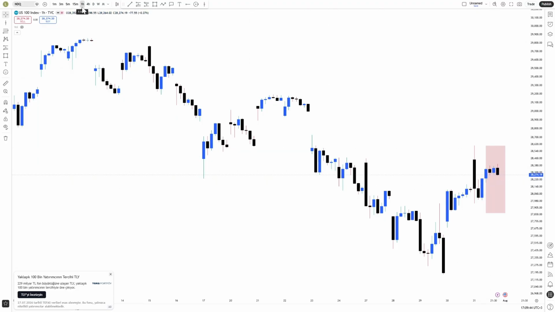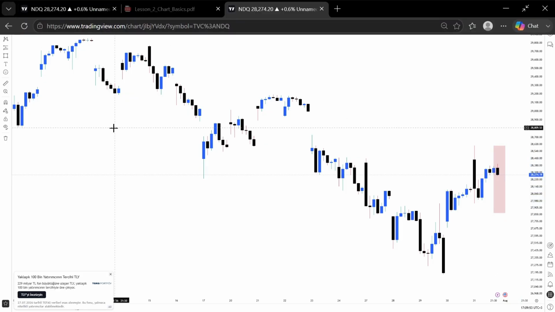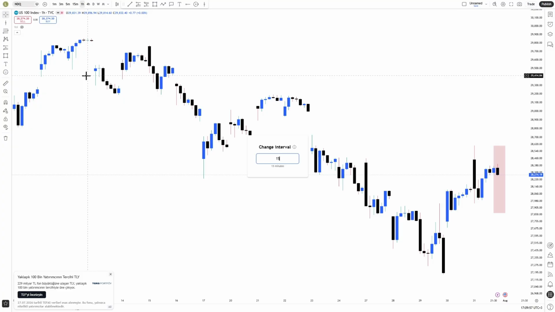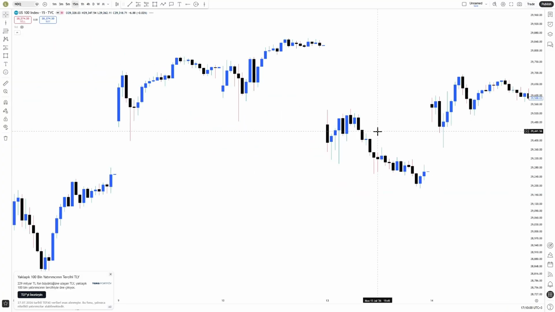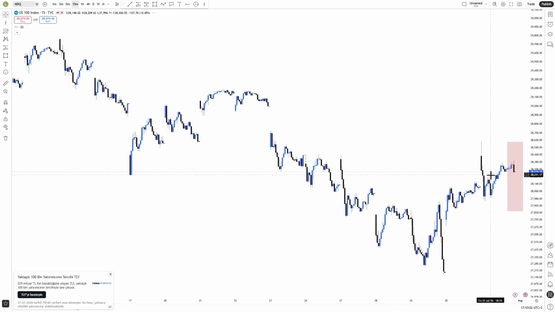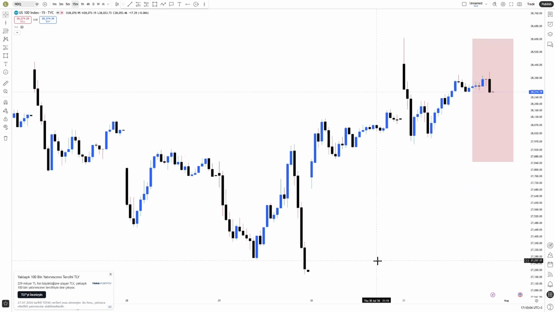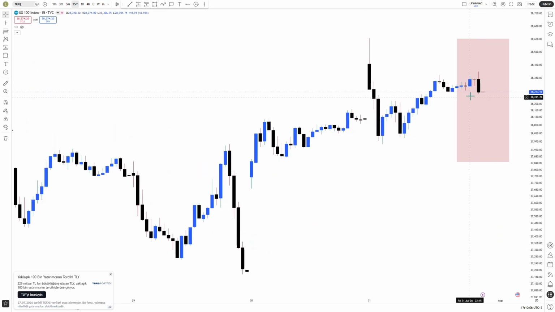And then we have the 15 minutes. One candle on this 15-minute chart takes 15 minutes to form, because you're on the 15-minute chart.